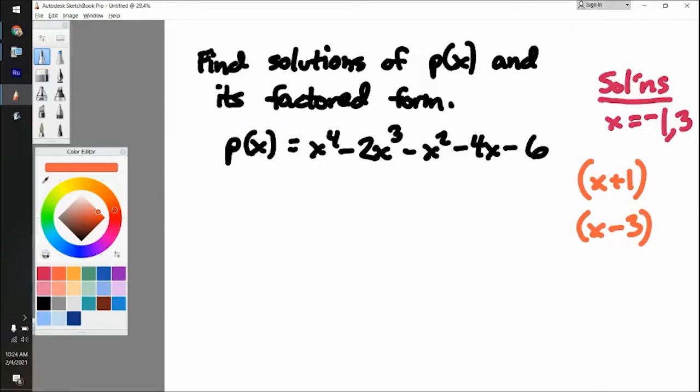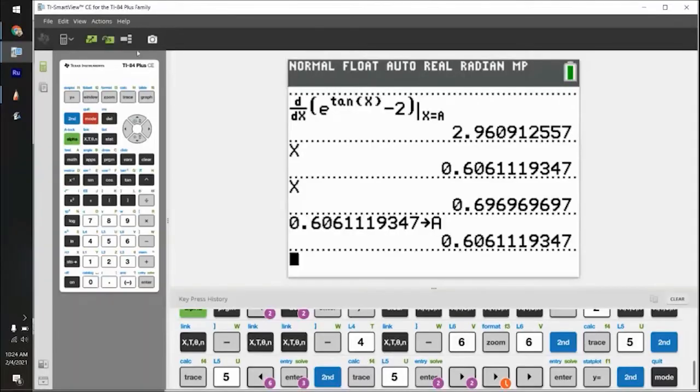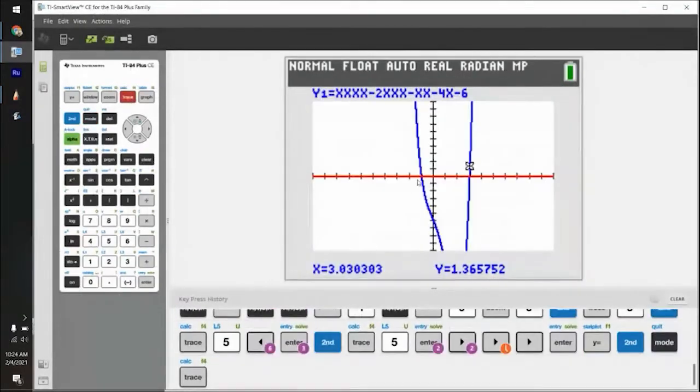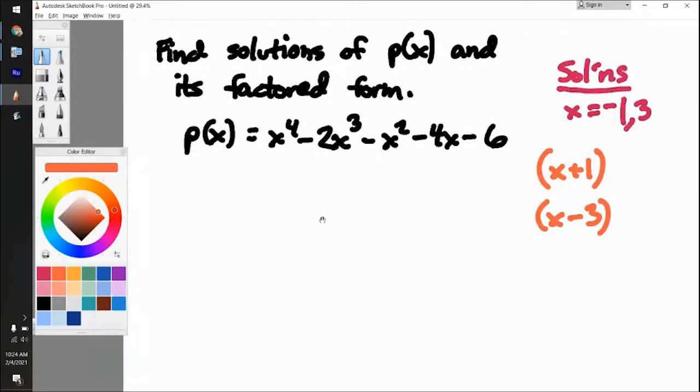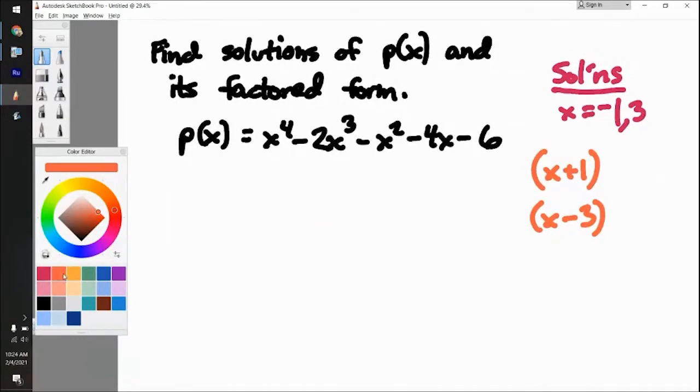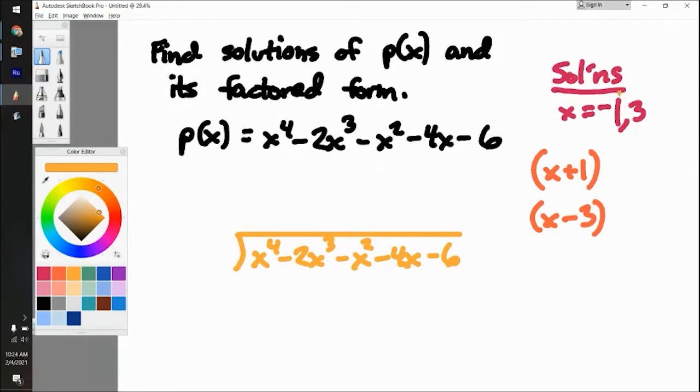Now, the other 2 are not real. They're not real numbers, so they're imaginary numbers. So we have to figure out what those imaginary numbers are, and your calculator, unfortunately, will not help you with that. So we have to do the process that we've been doing this past week, essentially. So we are going to take that P of X, that x to the fourth minus 2x cubed minus x squared minus 4x minus 6, and we're going to divide this by our factors.